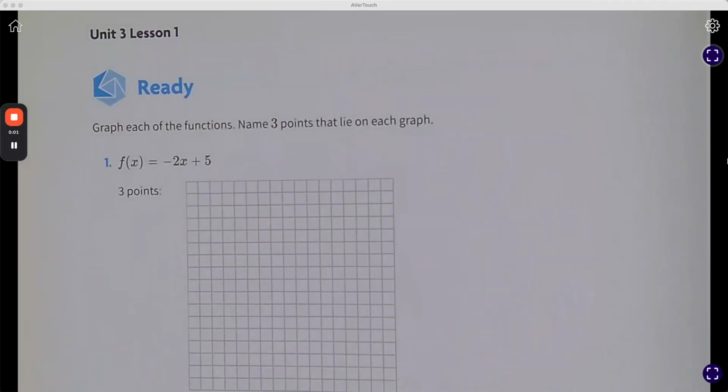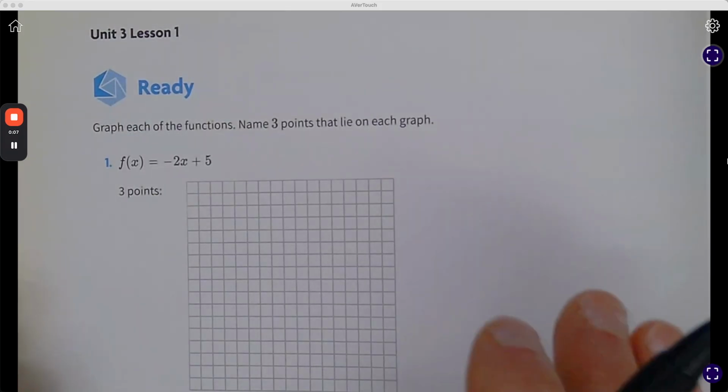All right, this is Unit 3, Lesson 1. Ready, set, let's go. Okay, let's graph this thing.